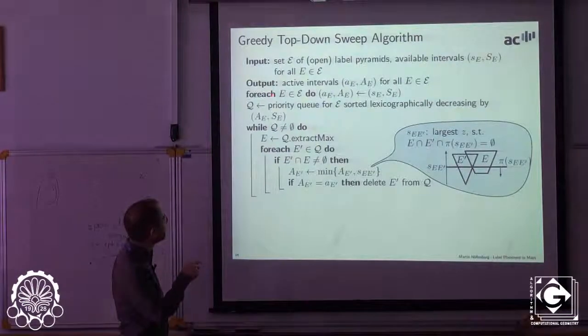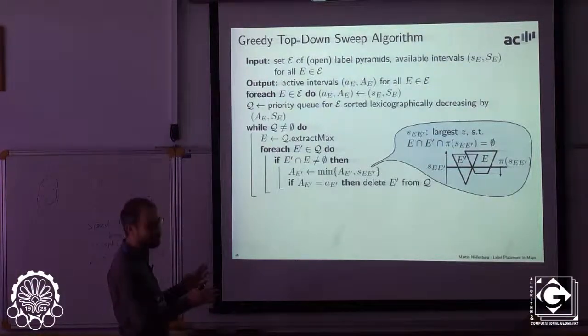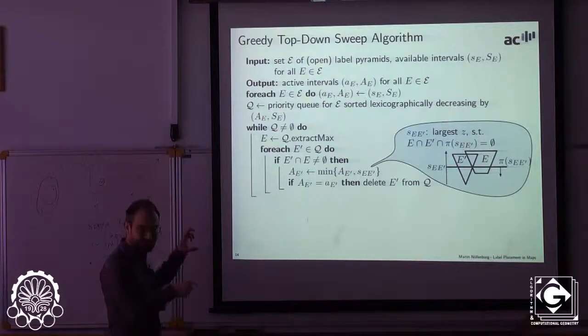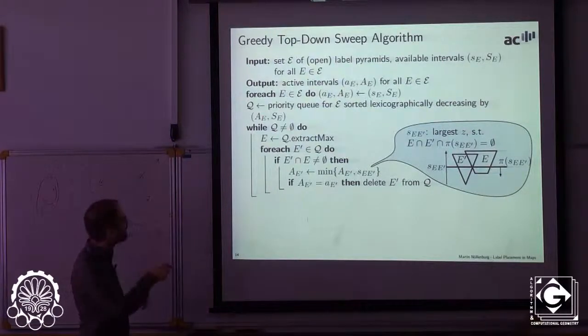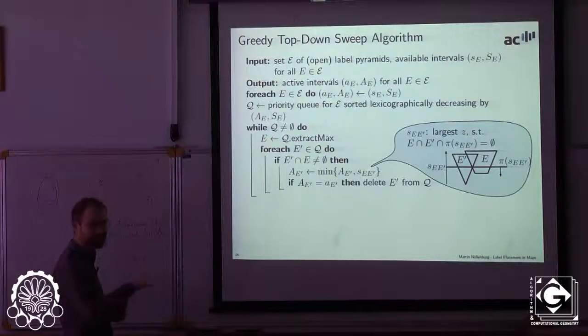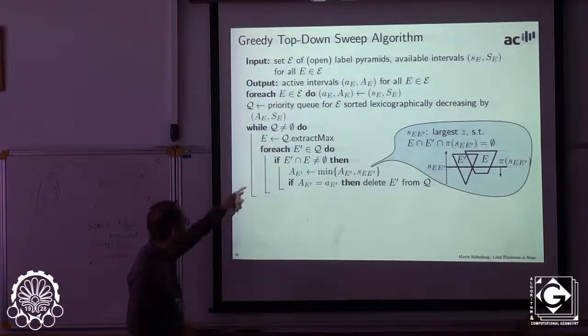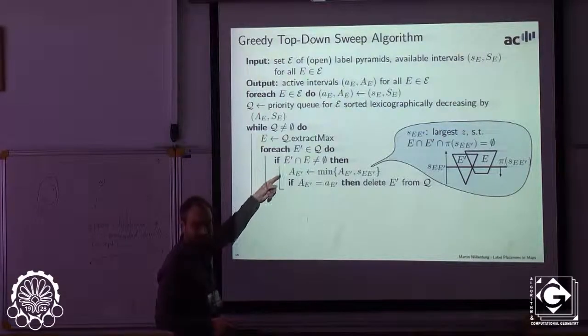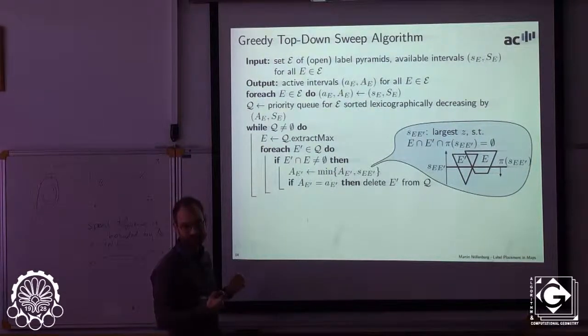But we start here, and then we put all of them into a priority queue that is ordered in decreasing order lexicographically using the currently selected active upper end and the available upper end. And then as long as this queue still has elements, we extract the maximum possible pyramid. So that's the one that we can start filling from the next top position. We do that. And then we need to update other label pyramids so that they are not in conflict with the one that we have currently selected.